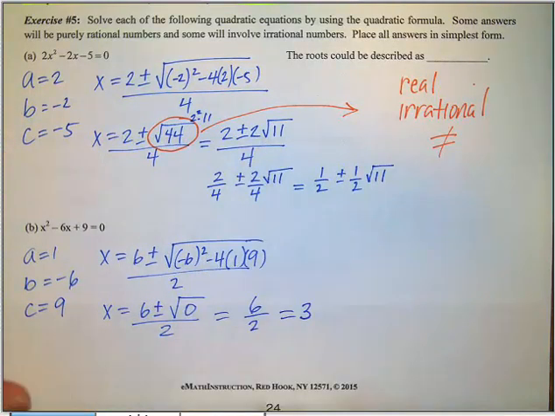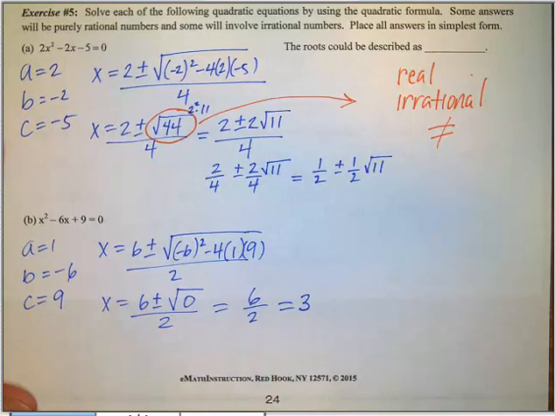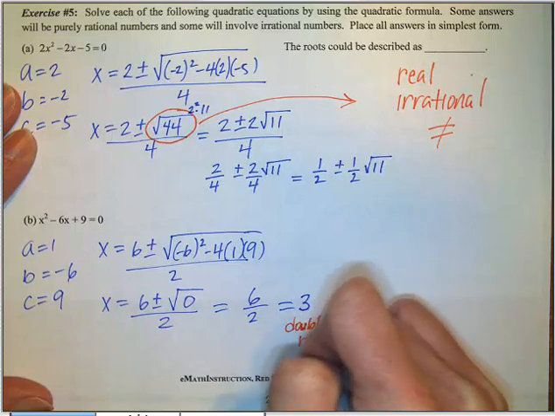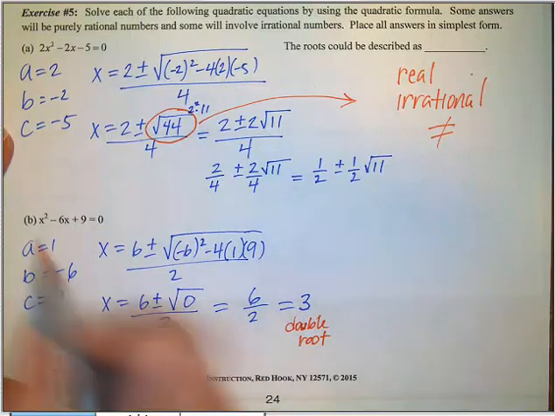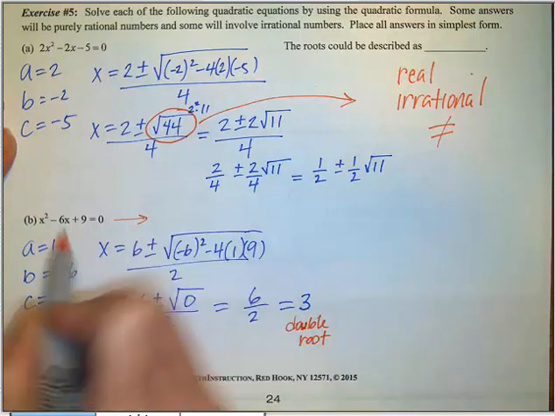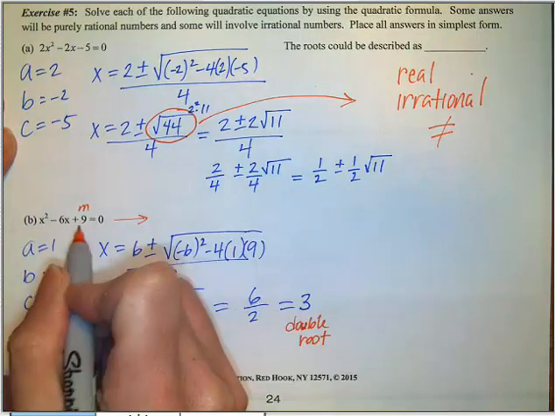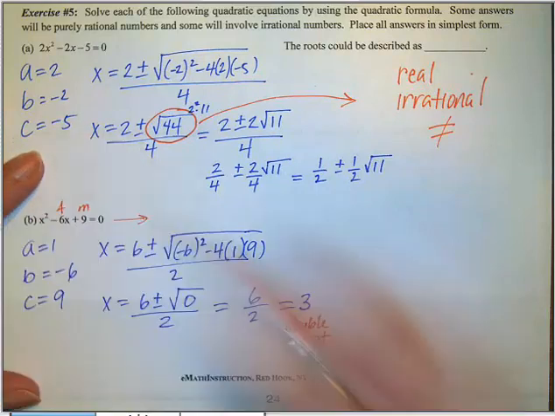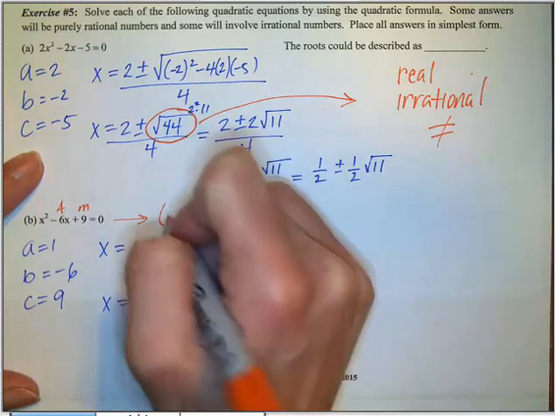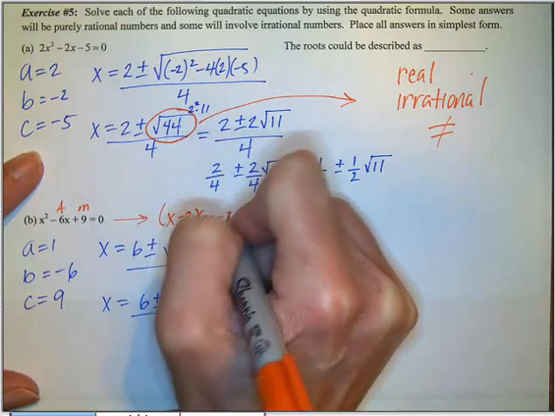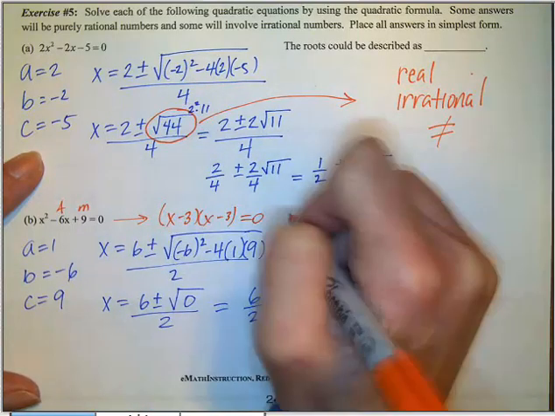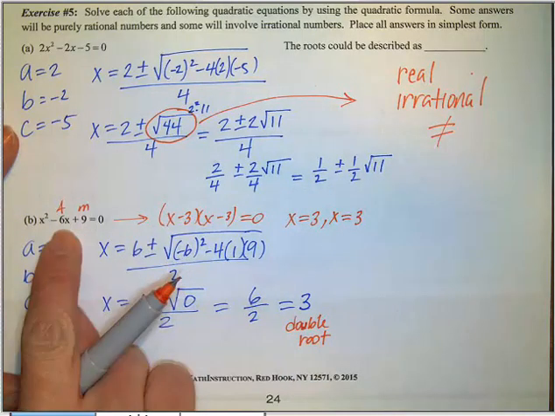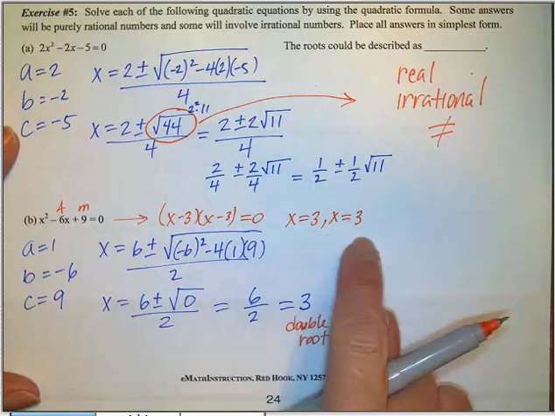So in part B, my answer is 3. This is called a double root. It occurs twice. And if you think about this question, I can find numbers that multiply to give you 9 and add to give you negative 6, correct? X minus 3 and x minus 3. Therefore, x equals 3 and x equals 3. So if I had solved this by factoring, I would have gotten 3 twice, which is called the double root.